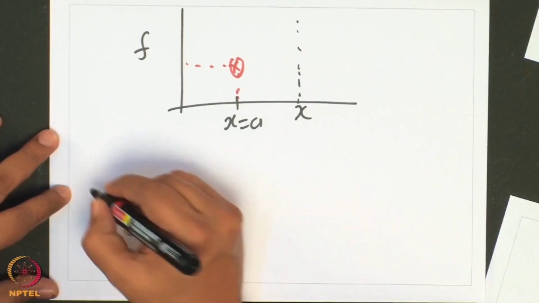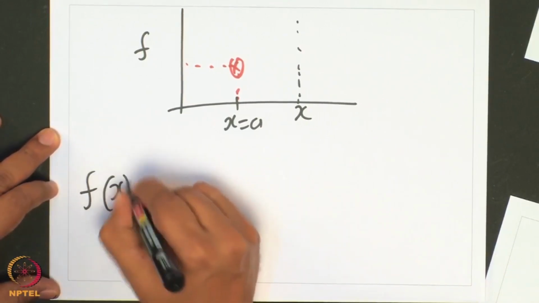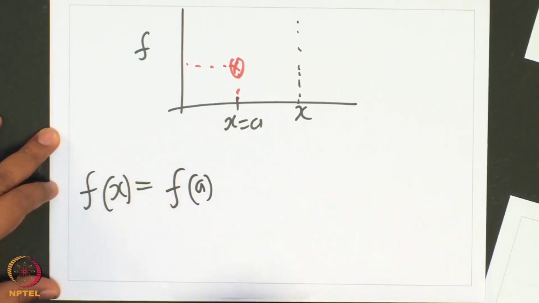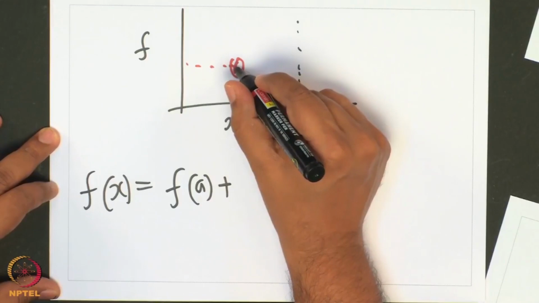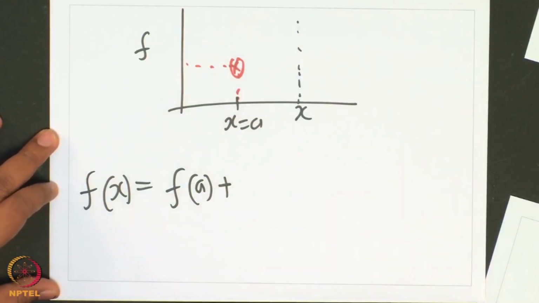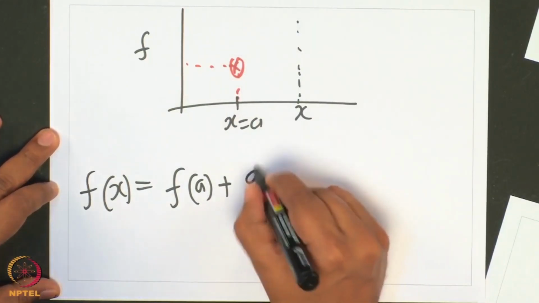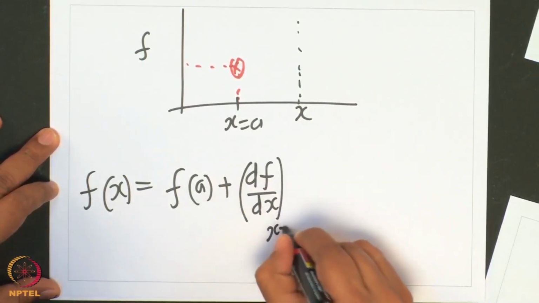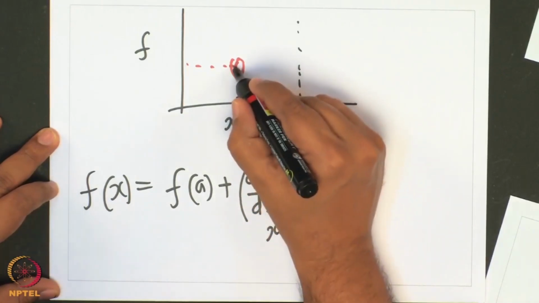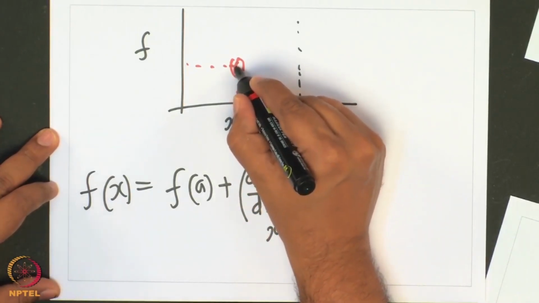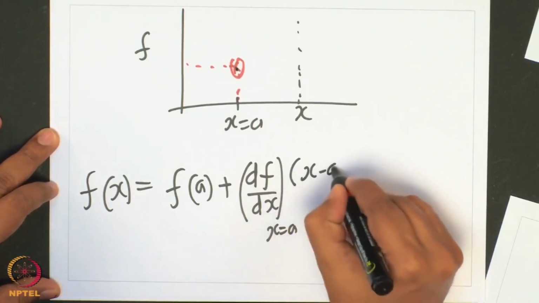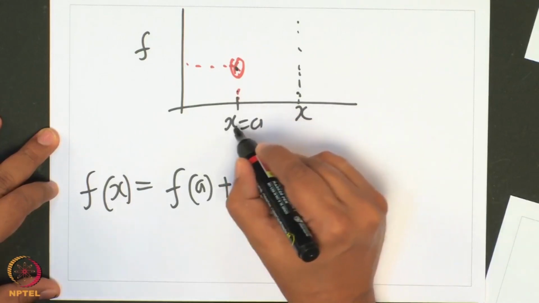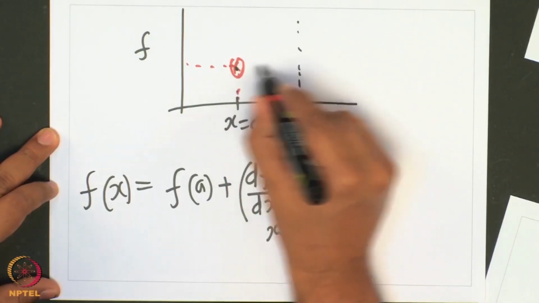So what does the Taylor series say? The Taylor series says we can calculate the function at x. If I know the function at a, I have to add to this value something. What do I have to add? I have to add the first derivative df by dx at x equal to a, the slope at this point, times x minus a, this distance, this minus this. So this is the point a, so x minus a is this distance.